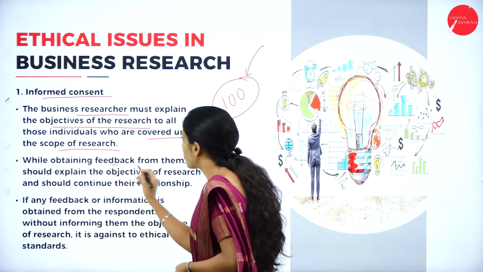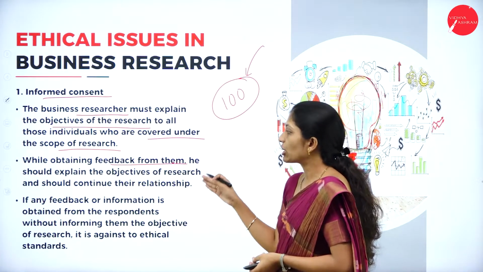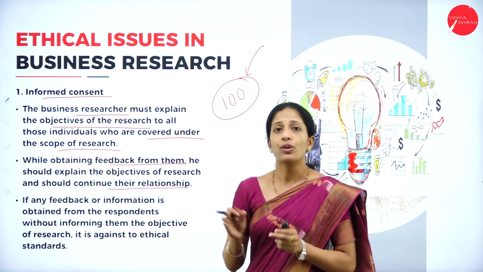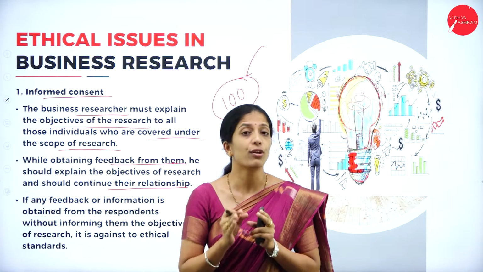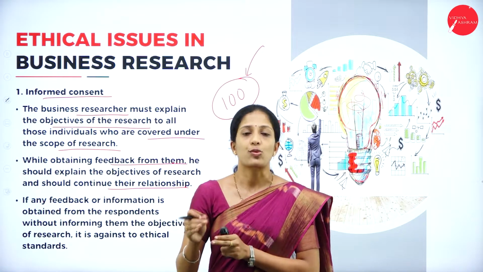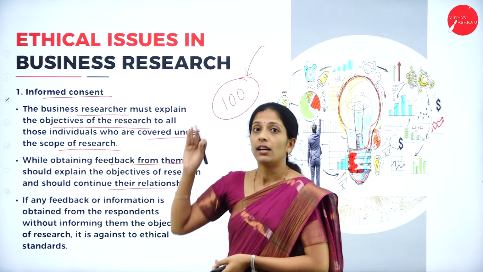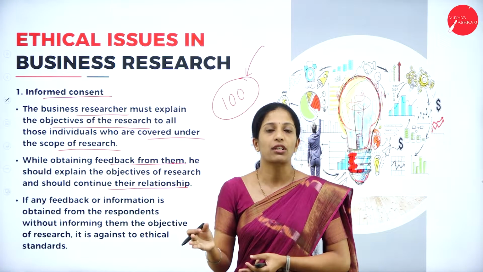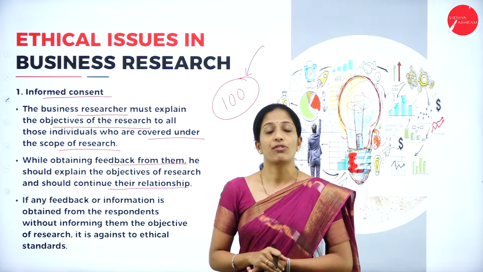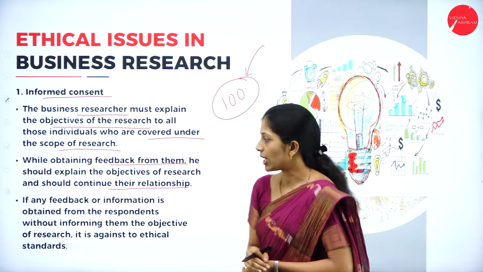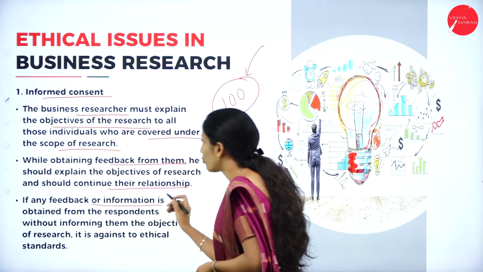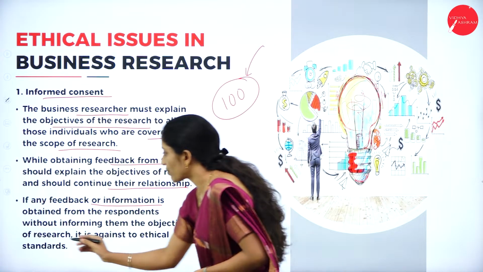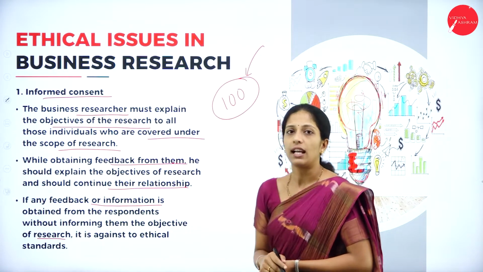While obtaining feedback from them, he should explain the objectives of research and should continue their relationship. There should be a good relationship between the respondents and the researcher. Then only will the respondents give sufficient information to the researcher. Without knowing the objective, it is highly difficult for the researcher to collect the information. If any feedback or information is obtained from the respondents without informing them of the objective of research, it is against the ethical standards.